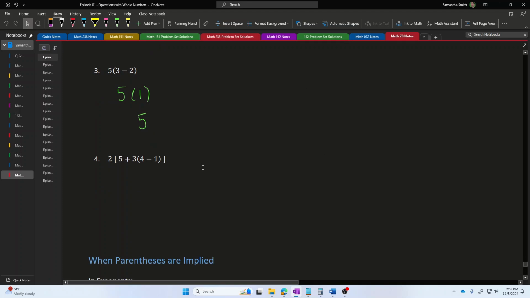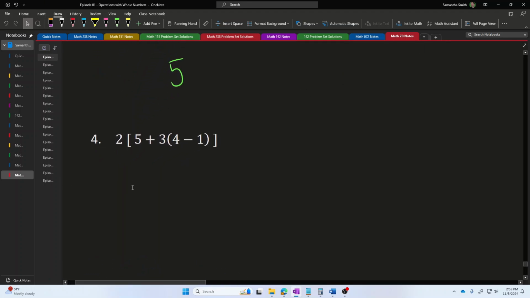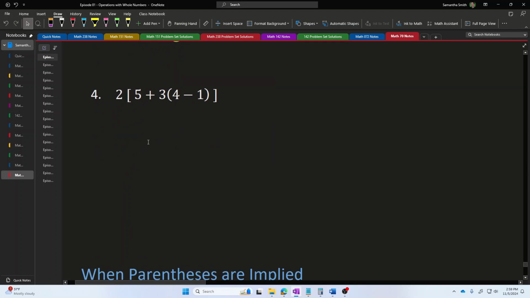Now you can also have a more complicated sort of nesting of multiple parentheses and brackets. So here I have 2 times parentheses 5 plus 3, parentheses 4 minus 1. So I have a sort of outer set of parentheses that are a little bit more squared off. And then inside of that, I have even more parentheses inside of that. If you have multiple sets of parentheses like this, where one is inside of the other, start with the parentheses on the inside first.